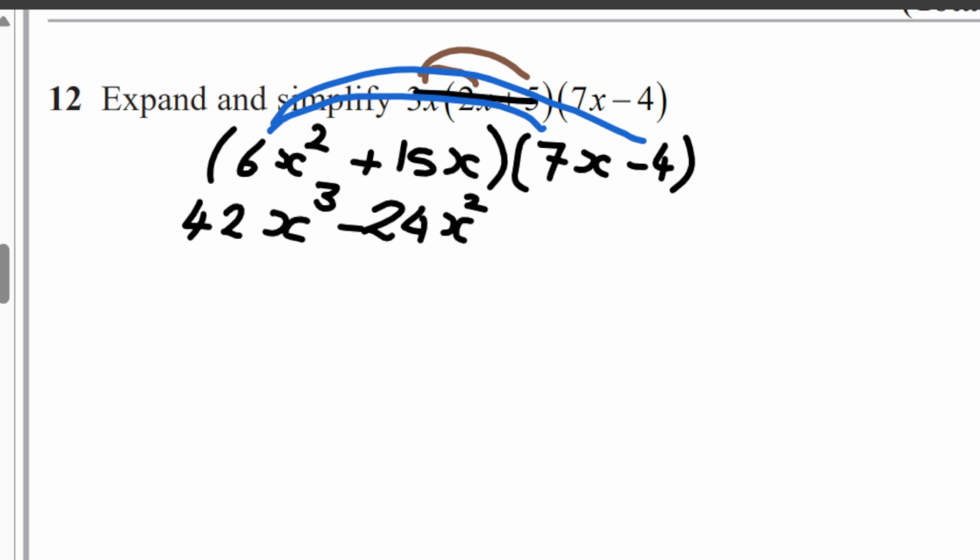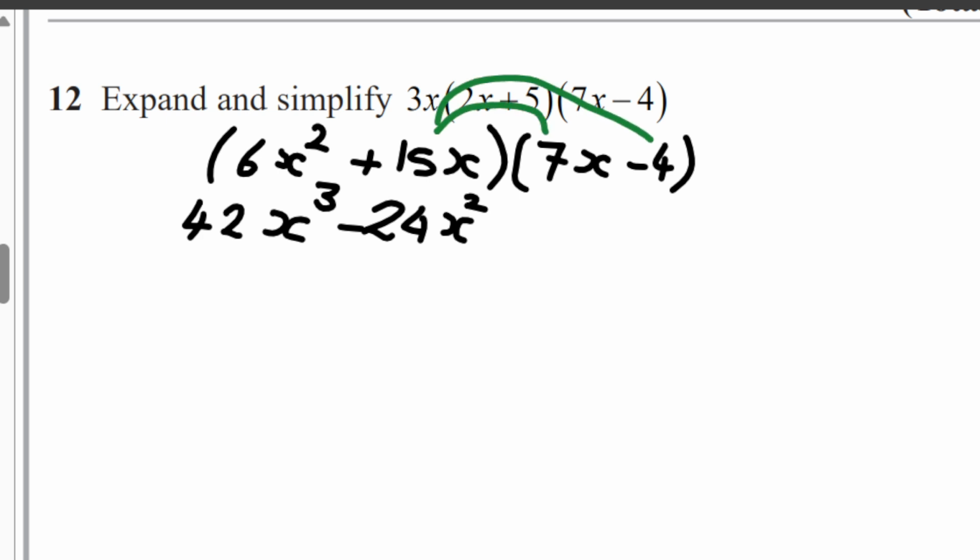Now we do the 15. 15x times 7x, 15x times minus 4. 15 times 7, oh my gosh, 10 times 7 is 70, 5 times 7 is 35, it's 105. You can use a calculator, don't worry. 105 x squared. And then 15 times 4 is 60, but it's going to be negative because the 4 is negative. And then just plug the x here. Now we did the first part, we did expand.